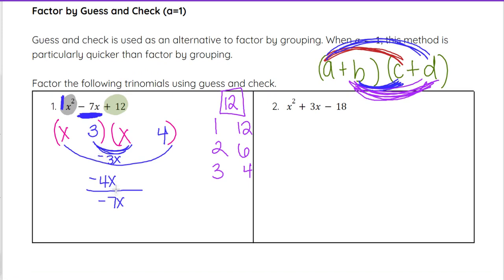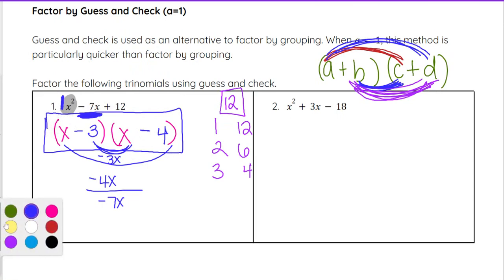So they would both need to be negative, which would mean this 3 would be negative and this 4 would be negative. And the last thing you want to triple check is that negative 3 times negative 4 gives you the sign that goes with the 12 that we have in our constant spot. So negative times negative is positive, so we are good to go there. So our final factored form would be x minus 3 times x minus 4.